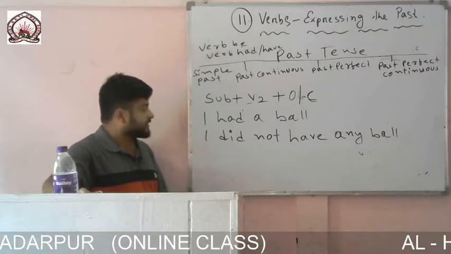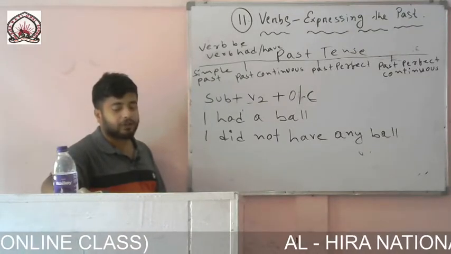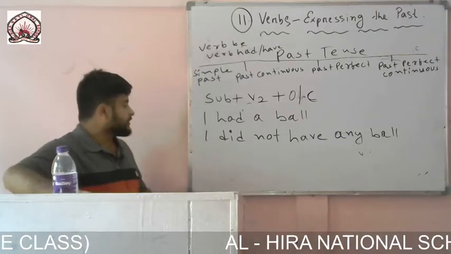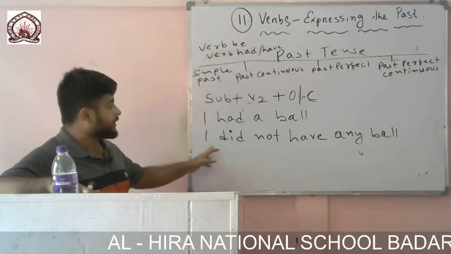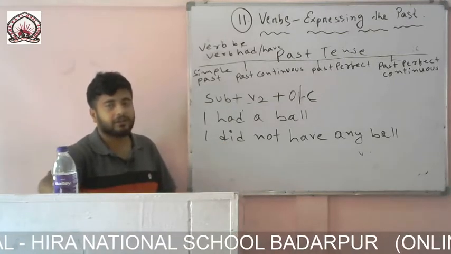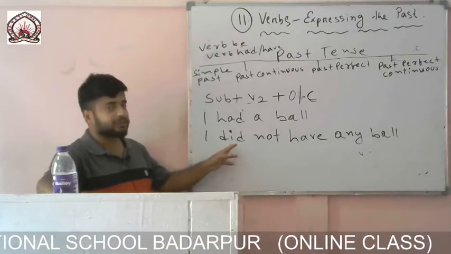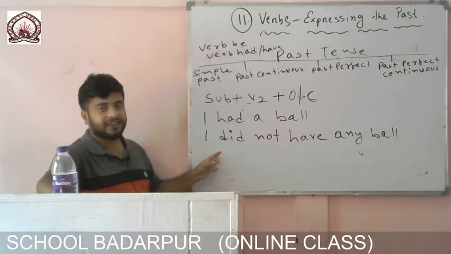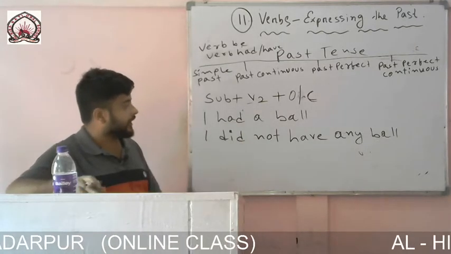You can write like this. Then if you want to change it to interrogative negative, then what do you have to do? Just bring did in the beginning. Did I not have any ball? Did I not have? So we have to bring did in the beginning. Remember this. Then it will remain like this.